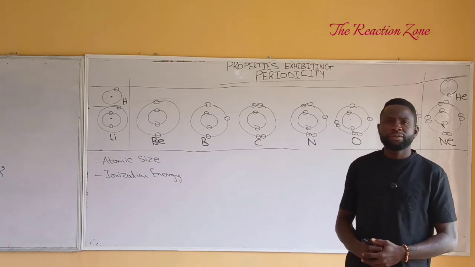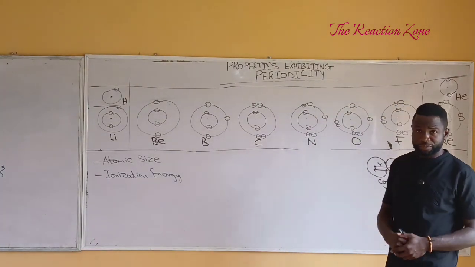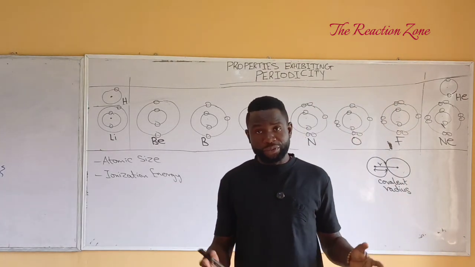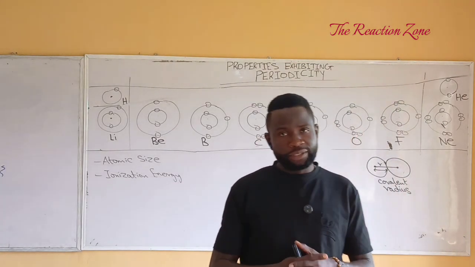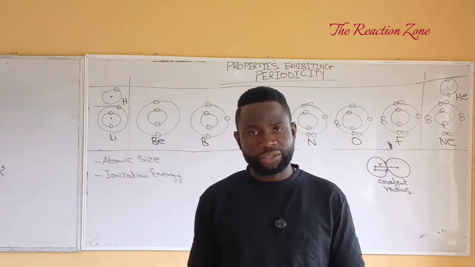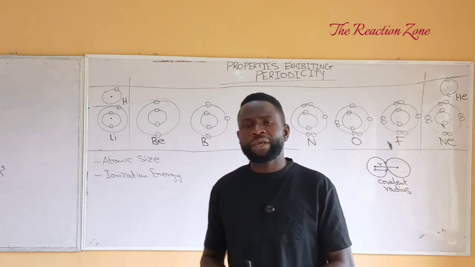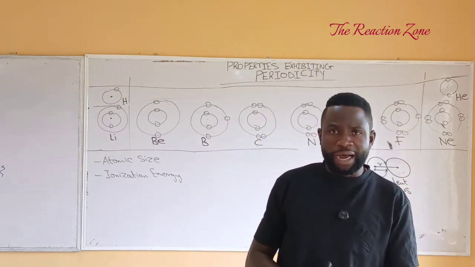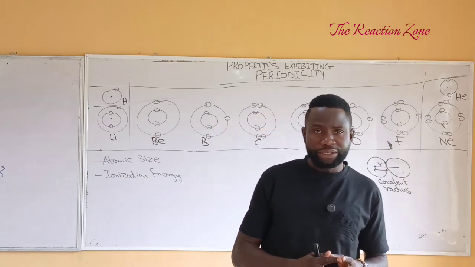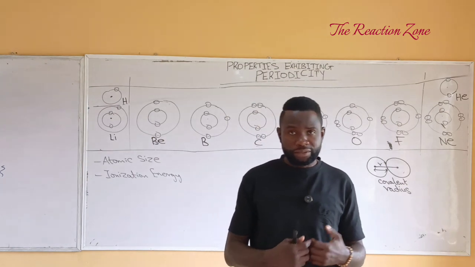In today's lesson, we're going to look at properties exhibiting periodicity. To start with, we're going to look at the concept of periodicity. Periodicity is the repetition or the reoccurrence of similar physical and chemical properties at regular intervals when elements are arranged in order of increasing atomic number in the periodic table.